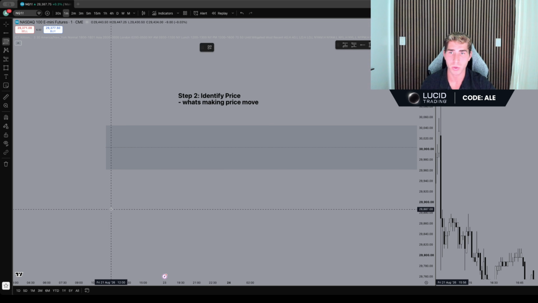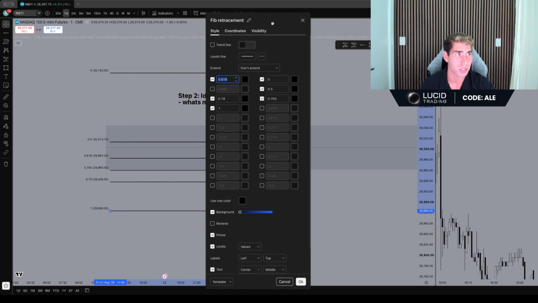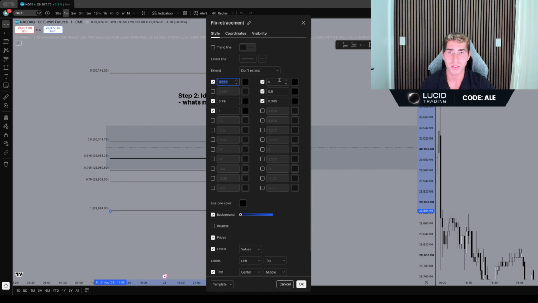And what else am I going to use? I'm going to use the fib. Here are all my fib settings, so you guys can copy. This is literally all you need when it comes to fibs, right? 0, 1, 0.5, 0.618, 0.705, and 0.79. Yours might not look exactly like this in the sense that I put them in random slots. They might all be on the left for you, all be on the right for you, but these are the only decimal points you need.